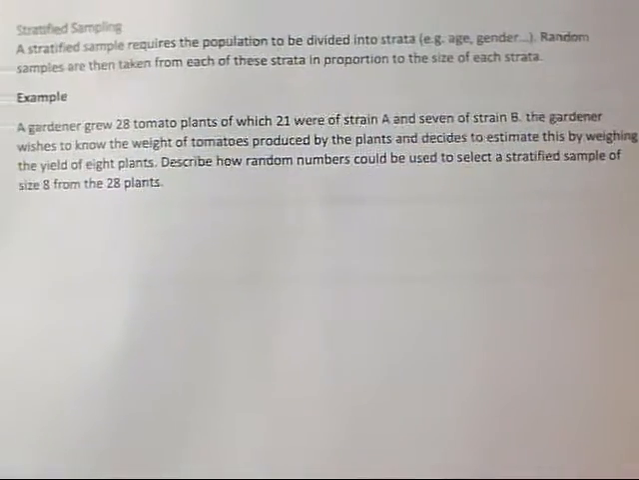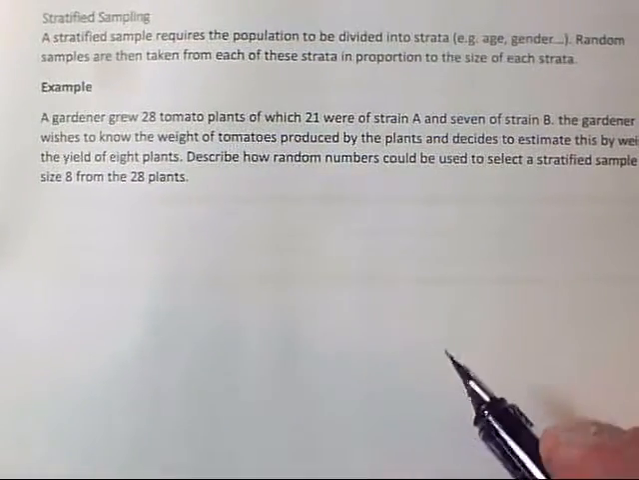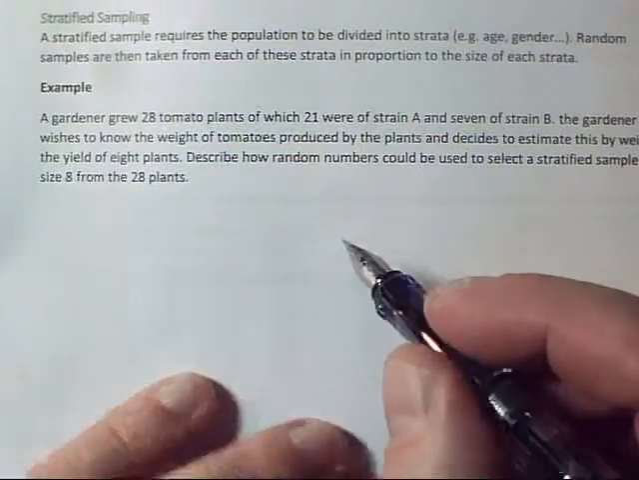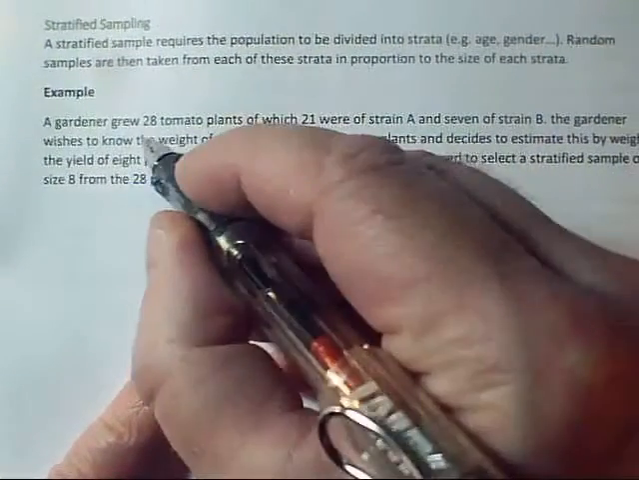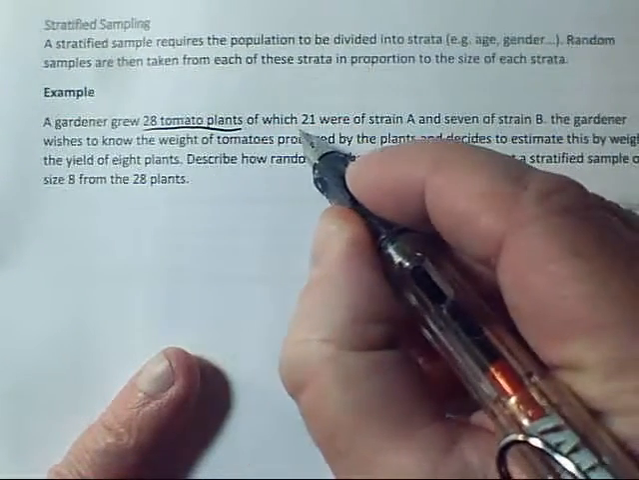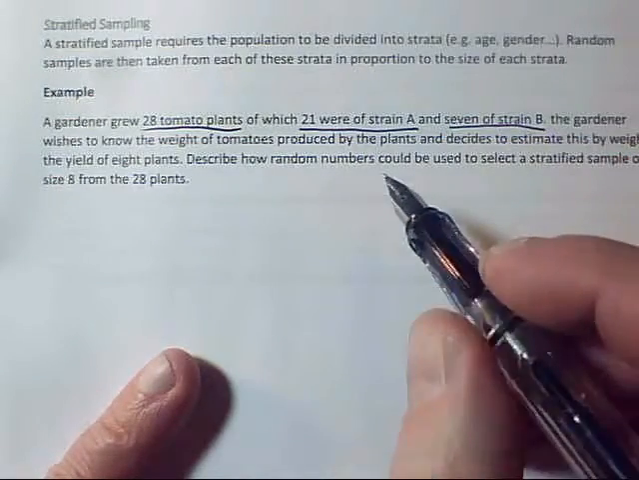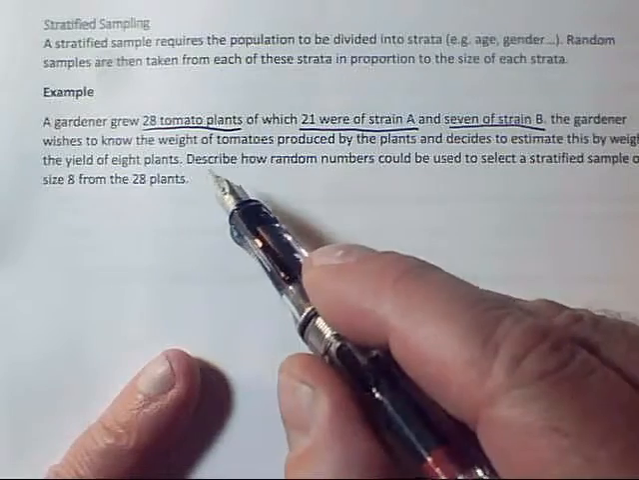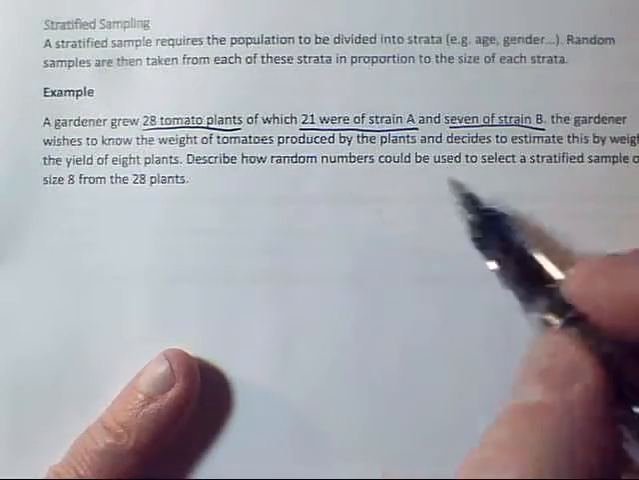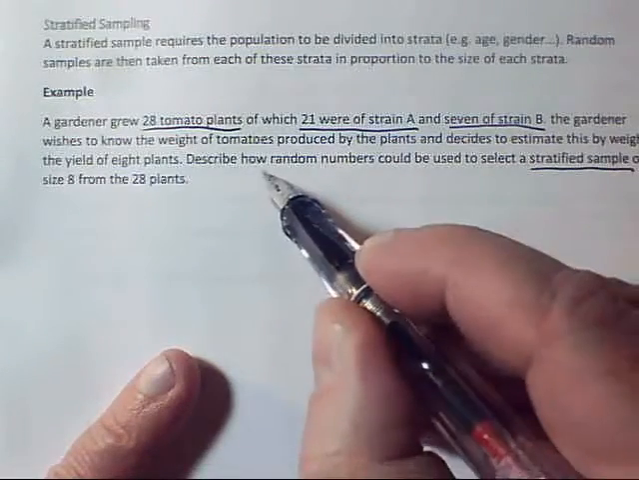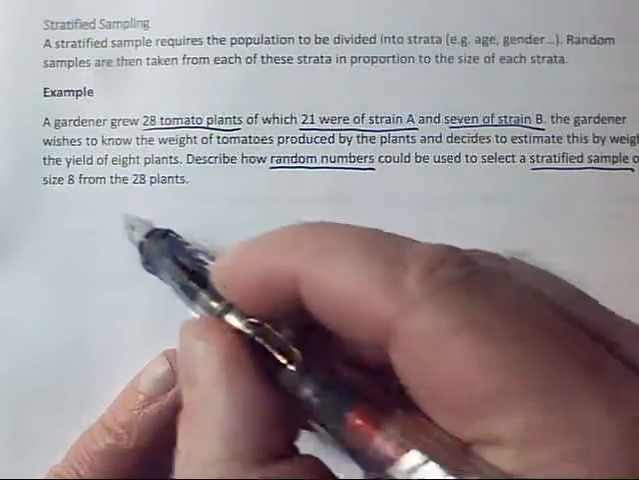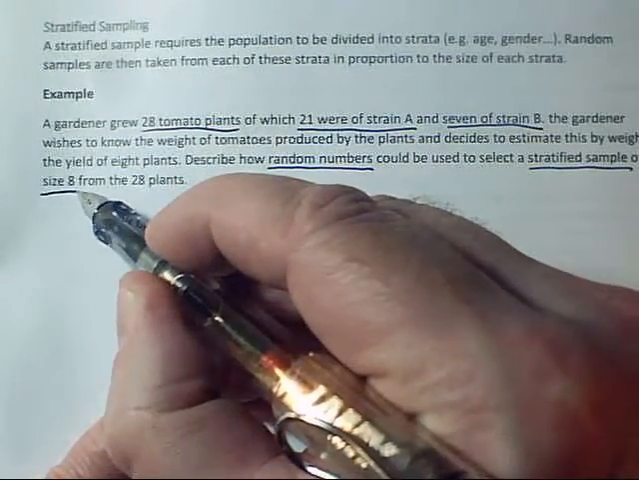Okay, here's a question about stratified sampling. So what we have to do is read the question. We've got 28 plants, 21 are strain A and 7 are strain B. We need to find a stratified sample. We need to use random numbers, and we need the size of the sample to be 8.